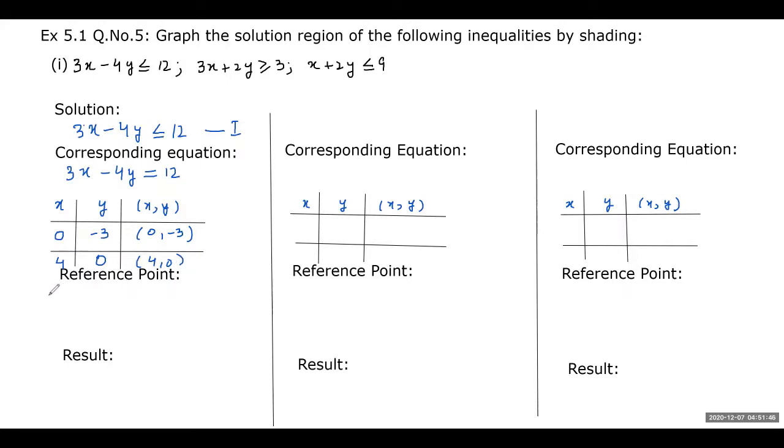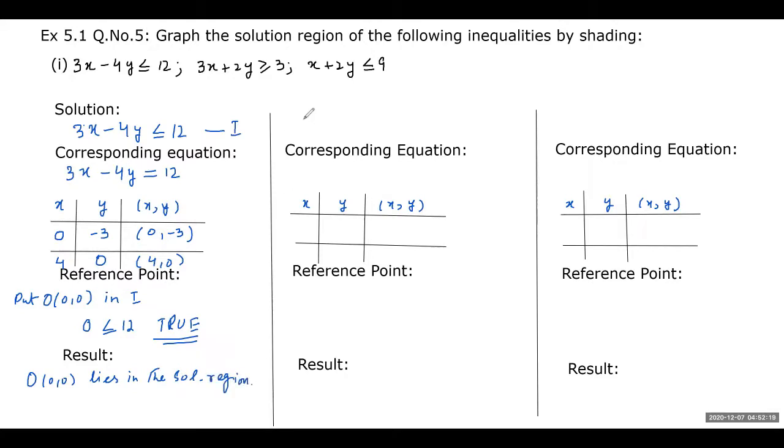Now we go for the reference point. We use the origin as the reference point. So we put the origin (0, 0) in inequality number 1. We get 0 is less than or equal to 12, which is a true sentence. So what result do we get? That the origin (0, 0) lies in the solution region.